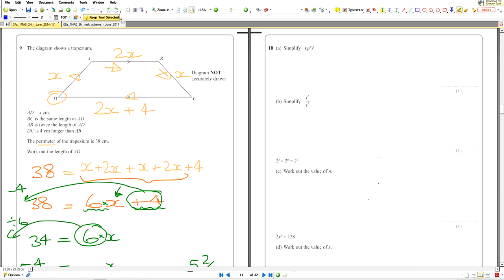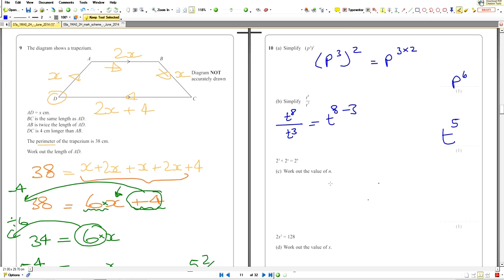Alright, the next one says p to the power of 3, all squared. Let me just rewrite over here. When you raise a power to another power, what do we do? Times the powers. So that gives you what? P to the 6. Now, when you divide, for example here, t to the 8 divided by t to the 3, these are both the same base. So what you say is t to the 8 minus 3, which gives us t to the power of 5.